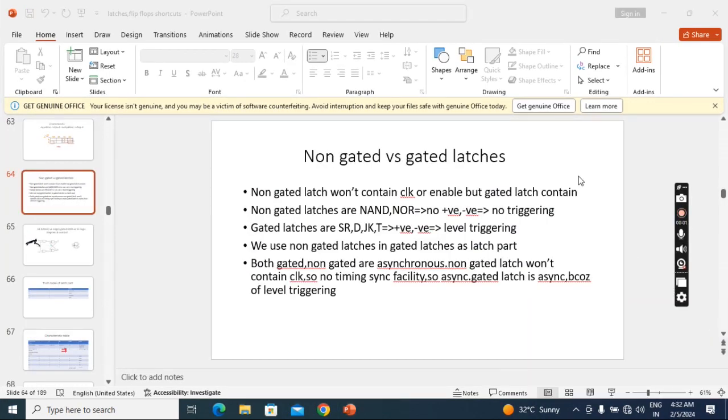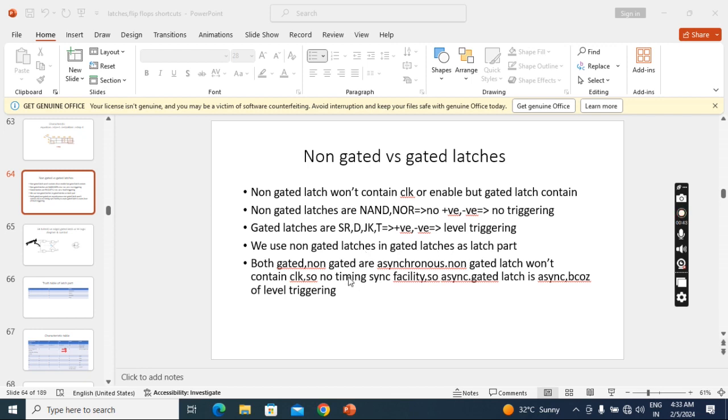In this lecture we'll see the comparison between gated latches and non-gated latches. Non-gated latches won't contain a clock or enable, but gated latches contain a clock or enable. Non-gated latches are NAND and NOR. There is no positive or negative triggering in non-gated latches. But if we take gated latches, there are SR, D, JK, and T, and they are positive or negative level triggered. There is a triggering here. And when constructing gated latches, we use non-gated latches as the latch part.